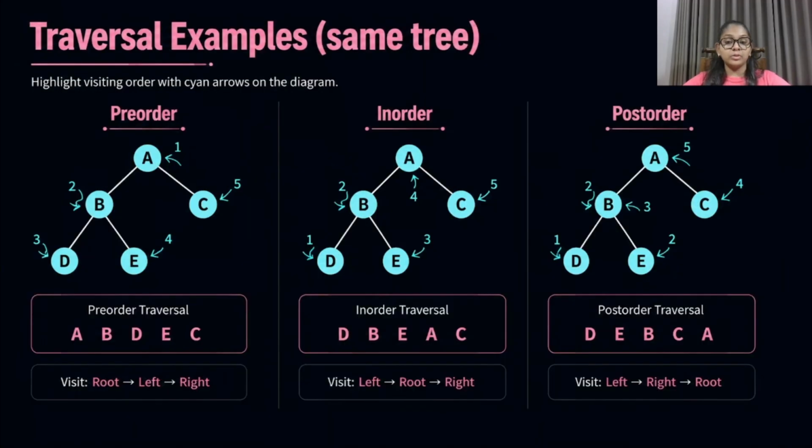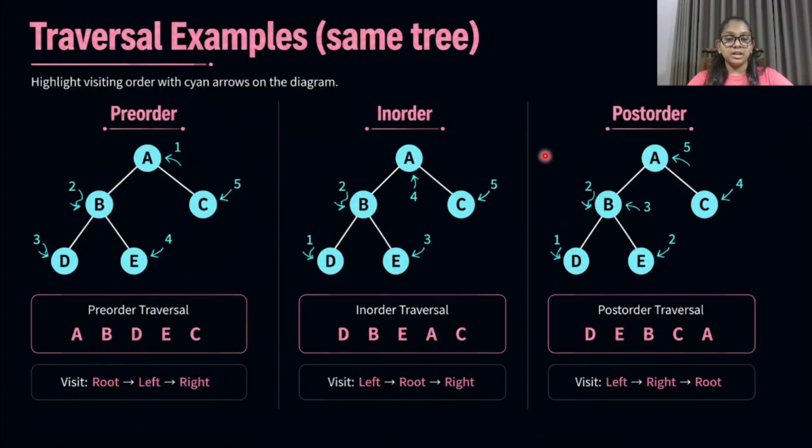Alright, now let's see how the same tree gives different traversal outputs. First, let's look at preorder traversal. So in preorder, we always start from the root node first. Here the root is A. After visiting A, we move to the left subtree, so we visit B. Then at B, we go left first, which takes us to D. Once D is done, we come back and visit E. And finally, after completing the left side, we move to the right subtree and visit C. So the preorder traversal becomes A, B, D, E, C.